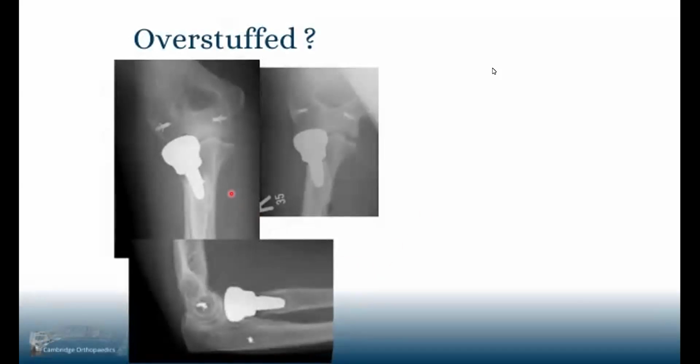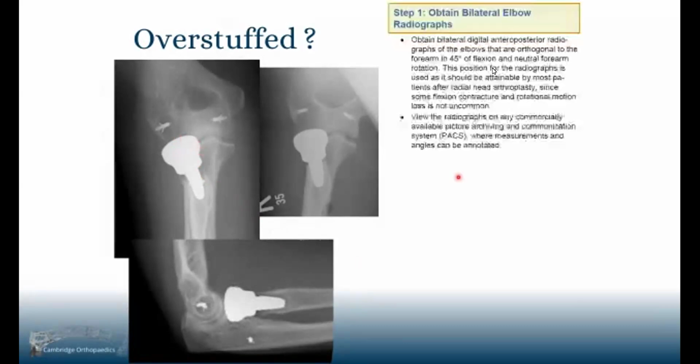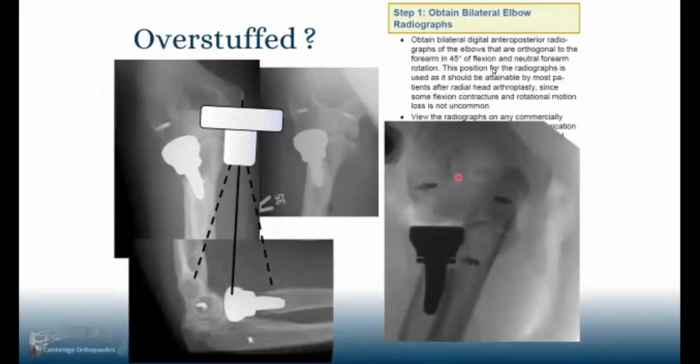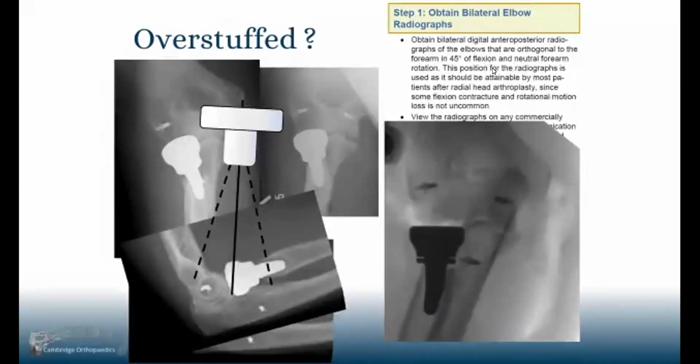We see here how the radial head projects proximal to the lateral aspect of the coronoid. There's no change in the widening of the joint spaces. And the problem here is it's important that you get your radiograph tangential to the radial head. We see how the intraoperative films, the height of the radial head is absolutely perfect in relationship to the lateral facet of the coronoid, and that this is not overstuffed.